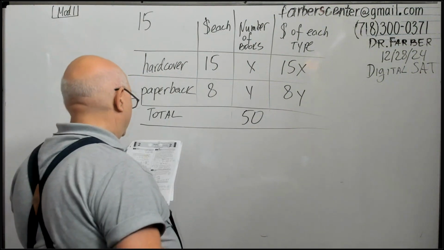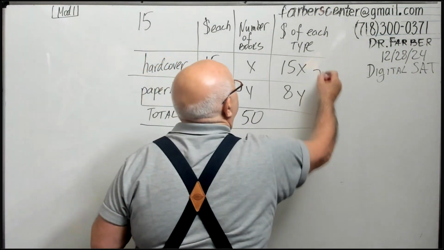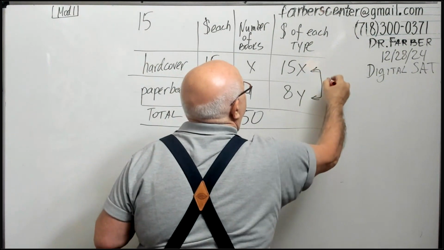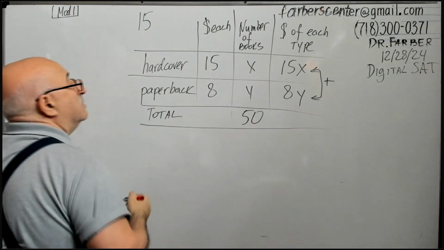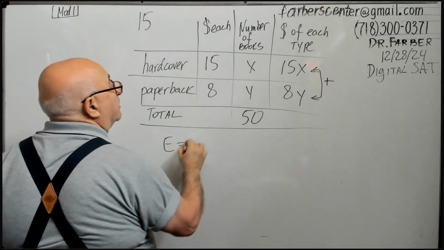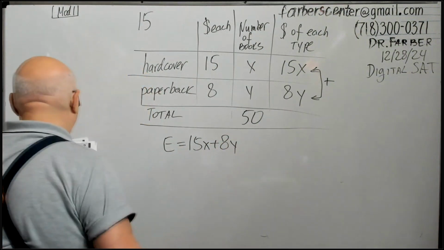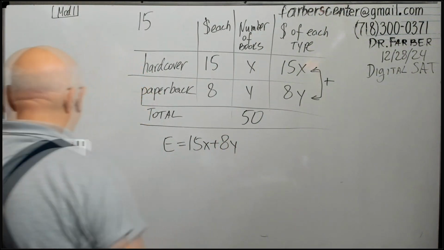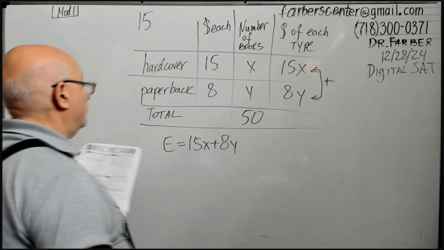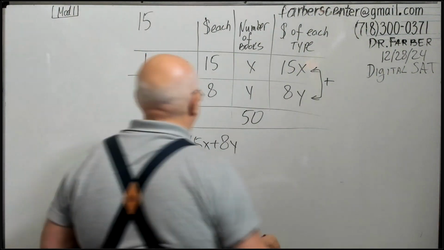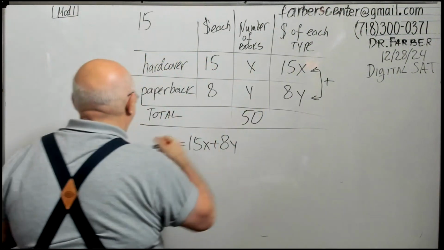So if you look at this, what is the total expenditure? How much is he supposed to spend? E would be what? 15x plus 8y. But in the multiple choice, they have terms in one variable. We have the second equation. I put here the second equation: x plus y equals 50.